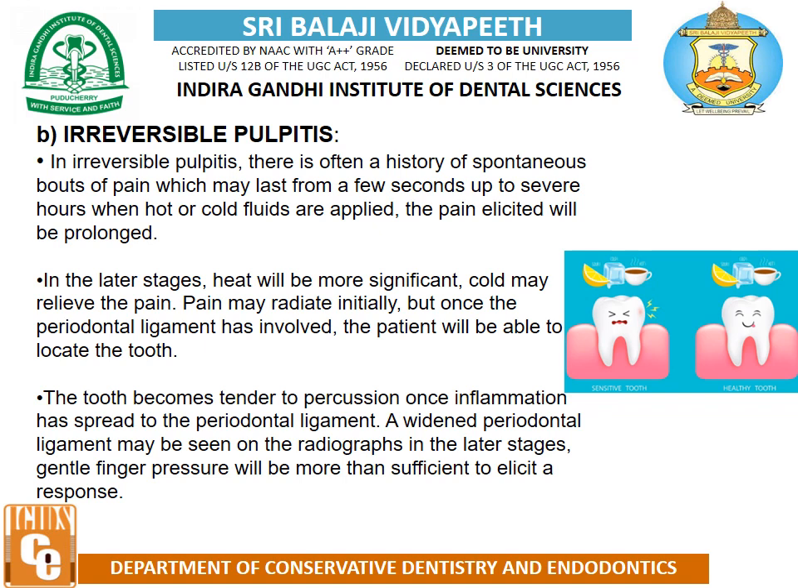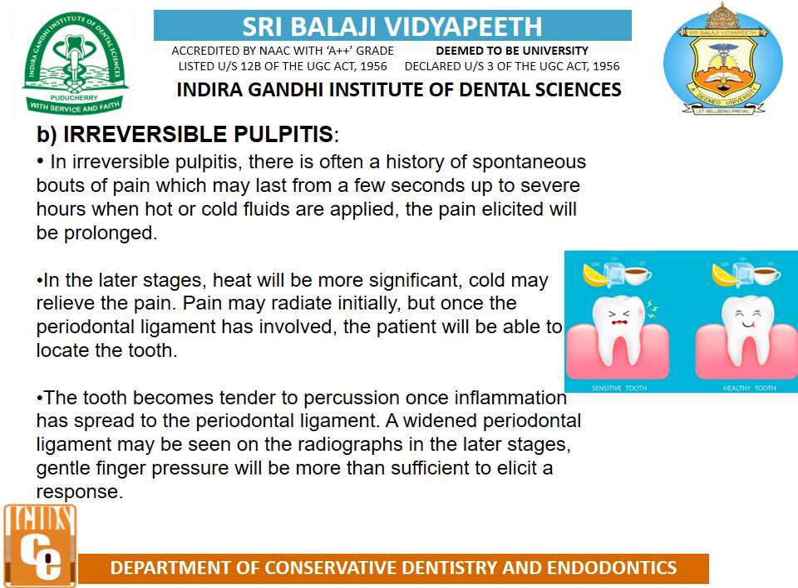Irreversible pulpitis. In irreversible pulpitis, there is often a history of spontaneous bouts of pain which may last from a few seconds up to several hours when hot or cold fluids are applied. The pain elicited will be prolonged. In the later stages, heat will be more significant. Cold may relieve the pain. Pain may radiate initially, but once the periodontal ligament is involved, the patient will be able to locate the tooth.